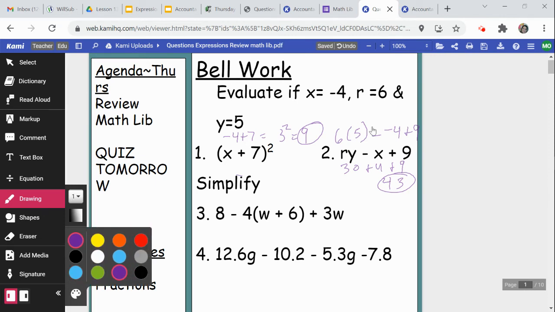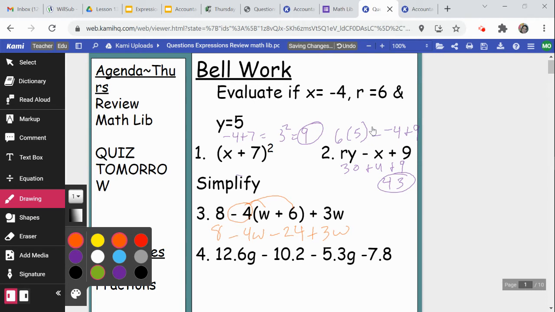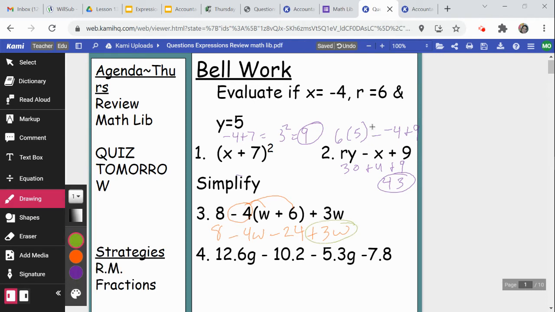Okay, simplify. So we have to do distributive property to both of those terms. So 8 minus 4w minus 24, because that's a -4 and a positive, plus 3w. And now we look for what can we actually put together. I can put my w's. I had 3 but spent 4, so I'm short 1 more w. And then we had 8 minus 24. If you subtract them, you get 16 and keep the subtraction sign.